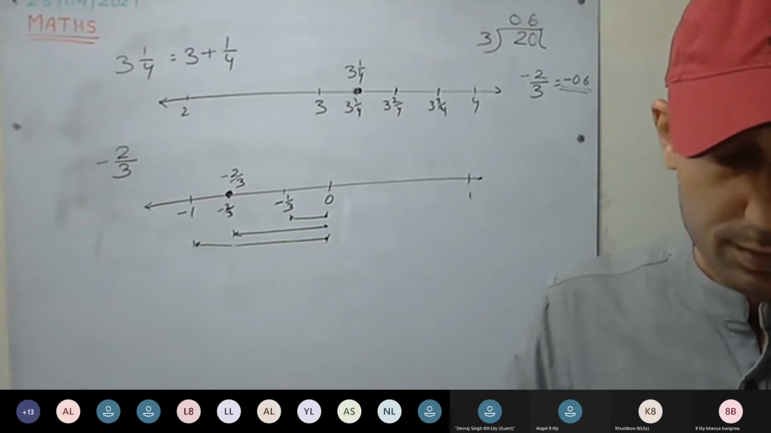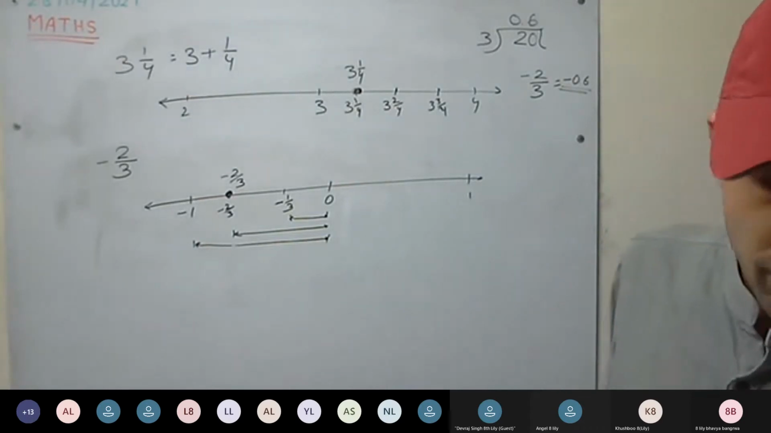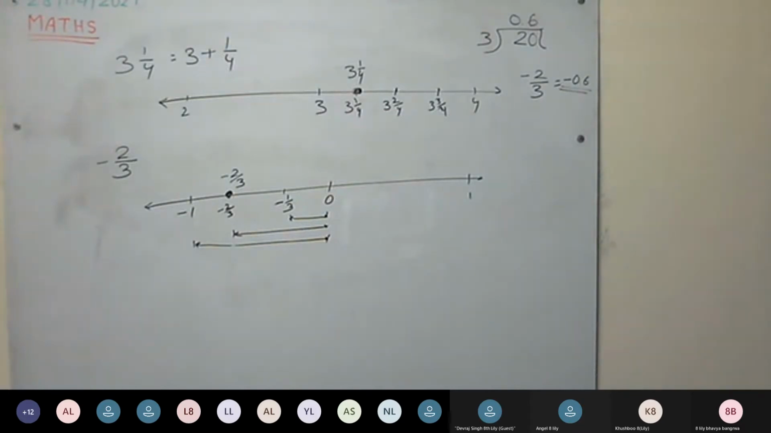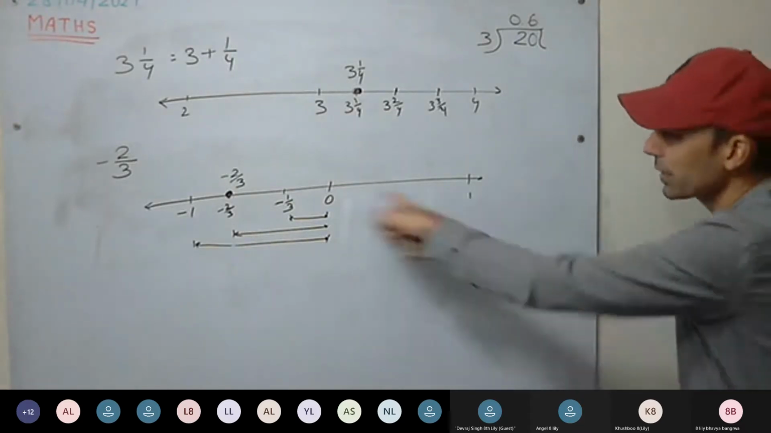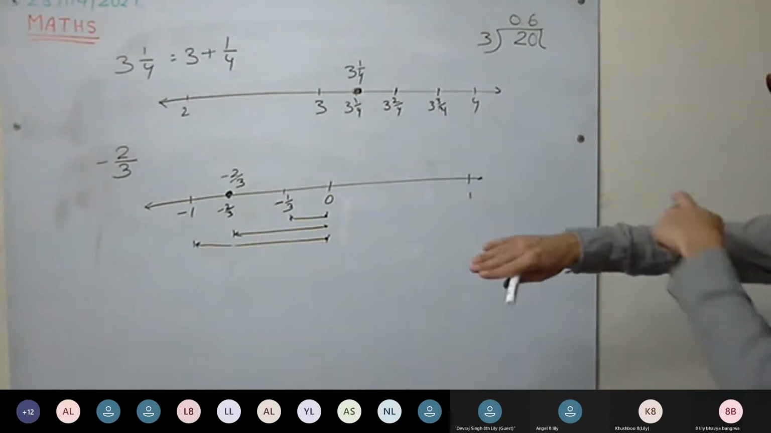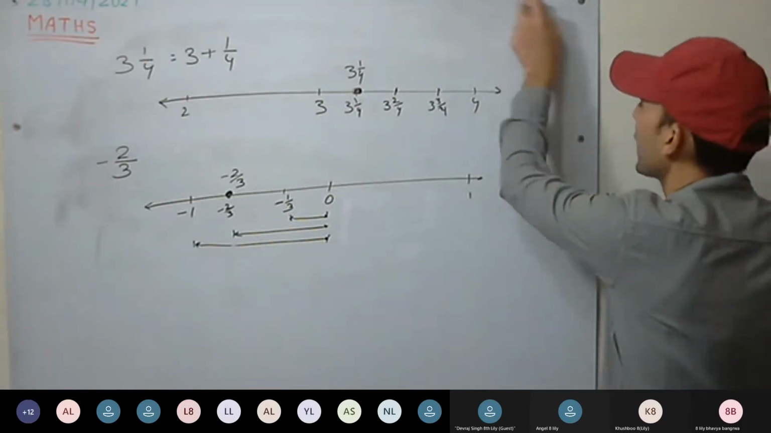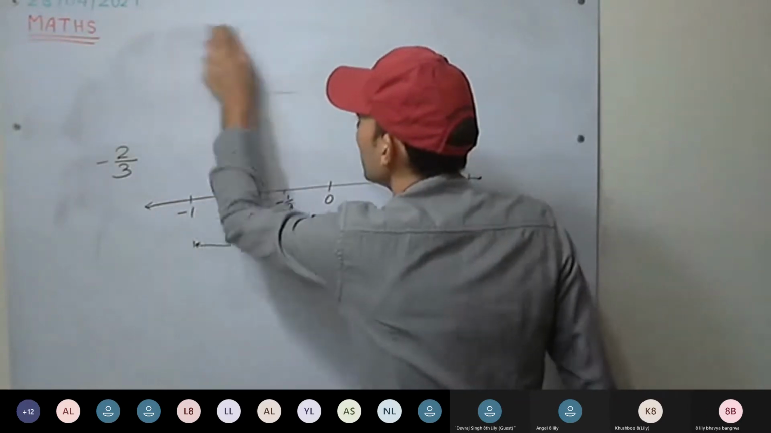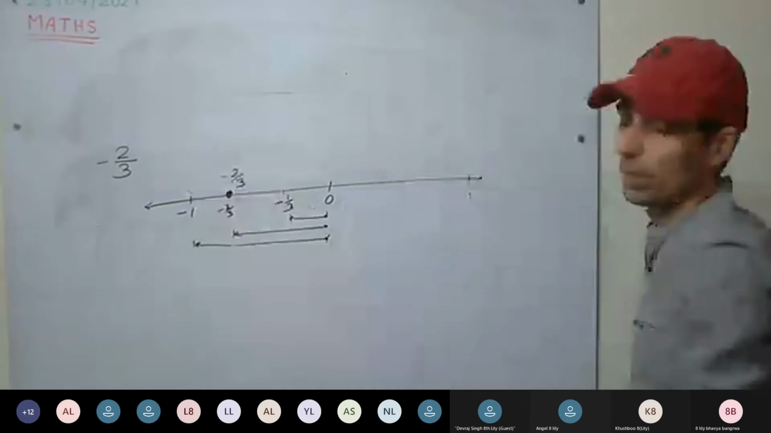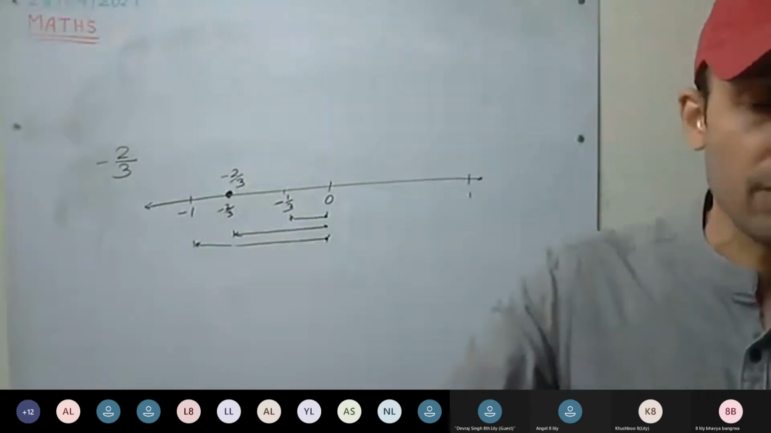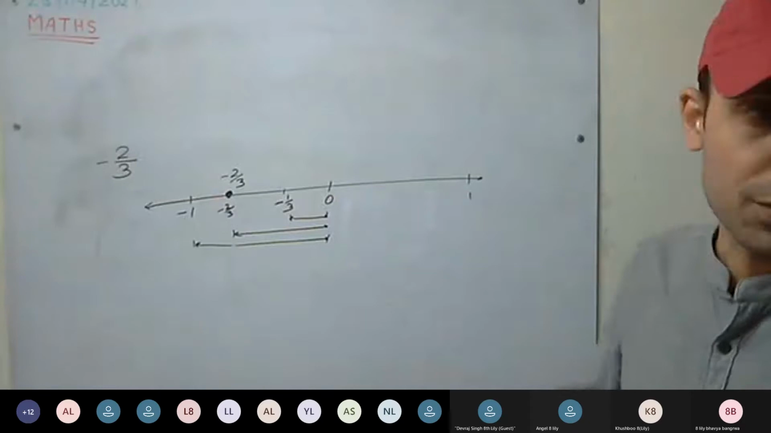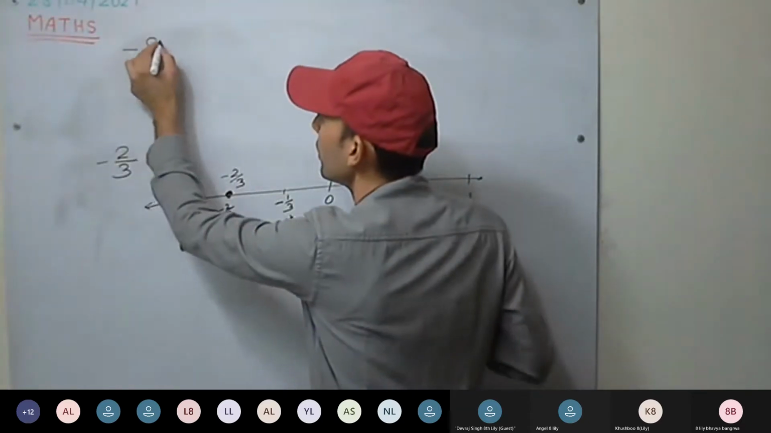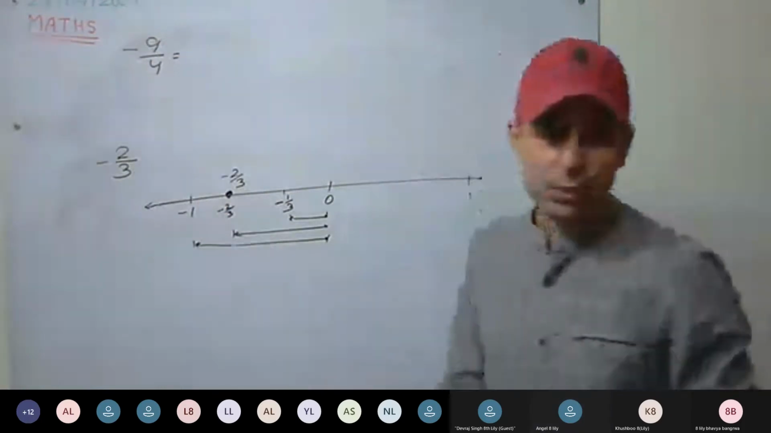Okay, do the third one. Minus 9 by 4. Mark it on the number line, and use the scale to draw the line. Whenever you feel that I'm going a little fast, you can tell me. I'll be a bit slow. Minus 9 by 4. Sir, second one? Second one, do as homework.